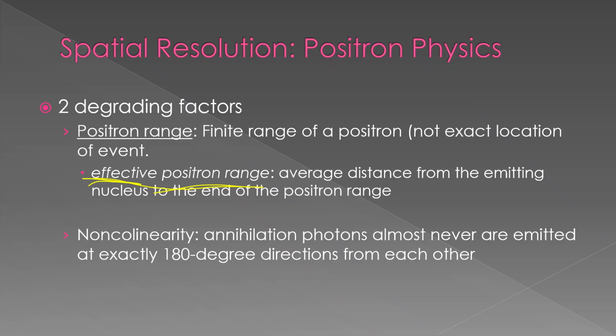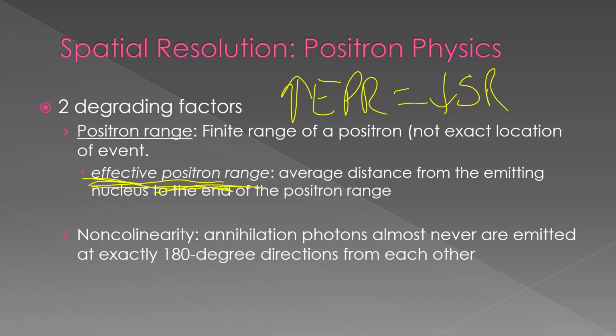So every PET radionuclide has an effective positron range. If it has a higher effective positron range, it means it's going to travel further. So it'll have less spatial resolution or worse spatial resolution. If it has a short effective positron range, that means it's not going to travel very far before it annihilates, and that will lead to improved spatial resolution.